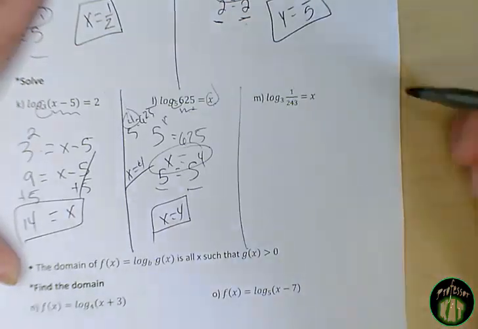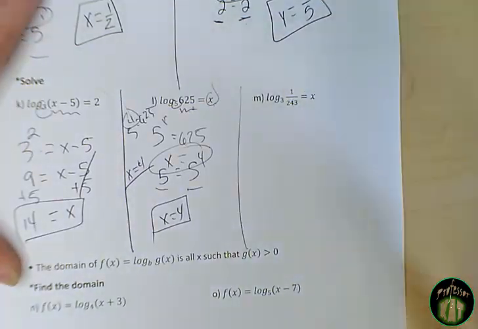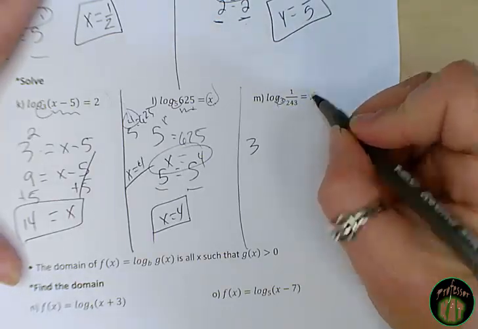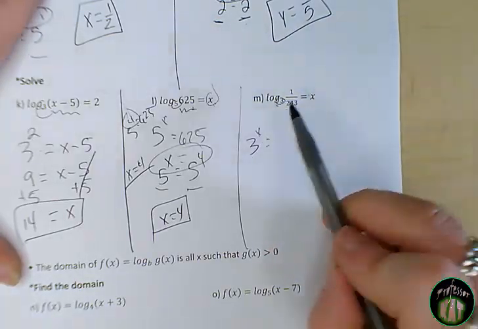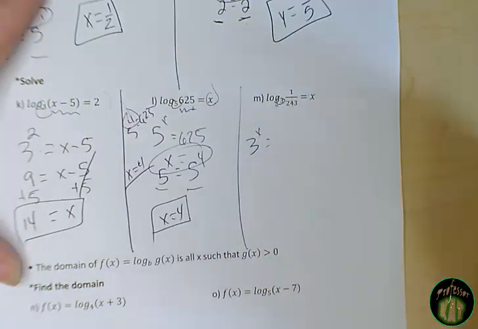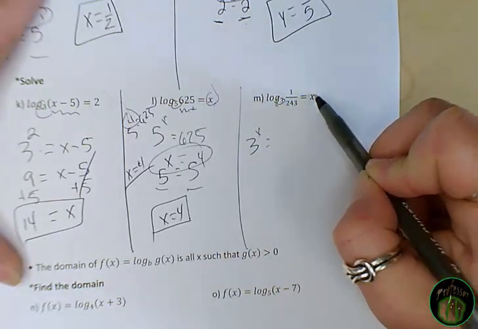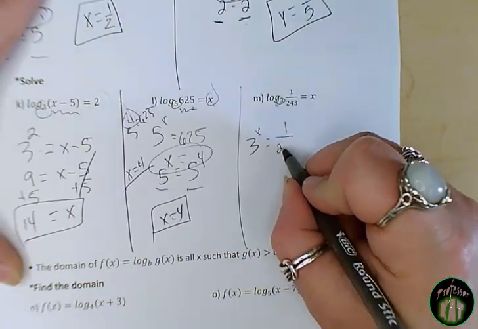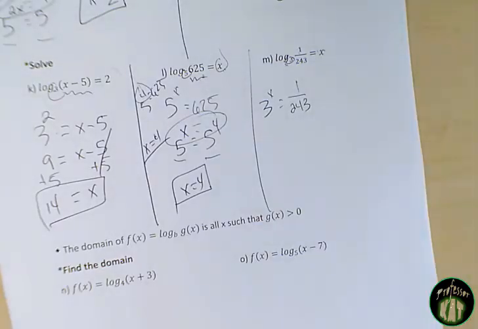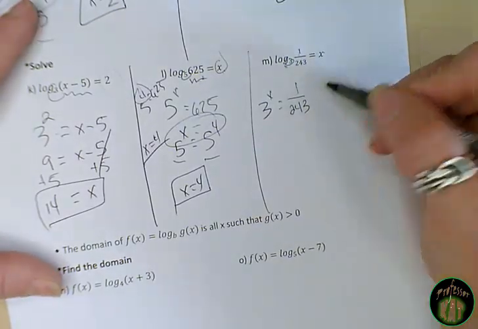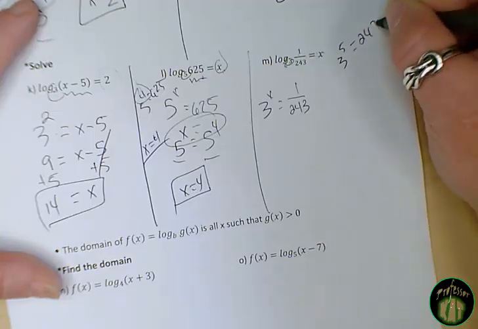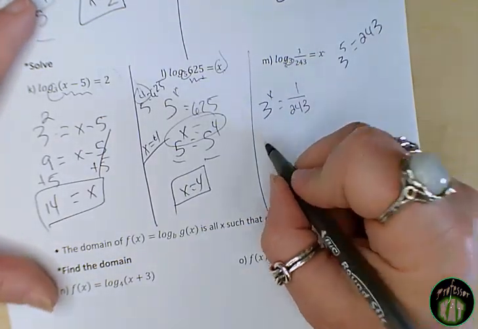Last example here, convert to exponential. So your base, raised to the power of x here, what it's set equal to. So it's base to the power of this, set equal to this, is always how I remember that. So 3 raised to the x is equal to 1 over 243. So I'm going to go ahead and do a substitution here. So I know that 243 is actually 3 to the 5th power. So I'm going to go ahead and make that substitution here.